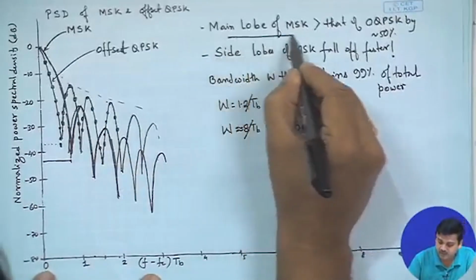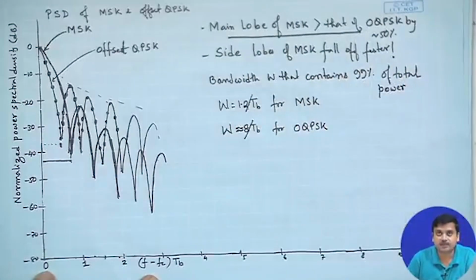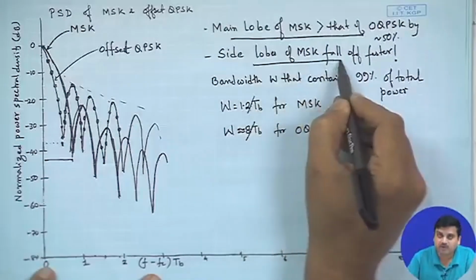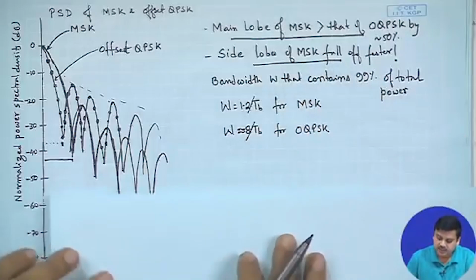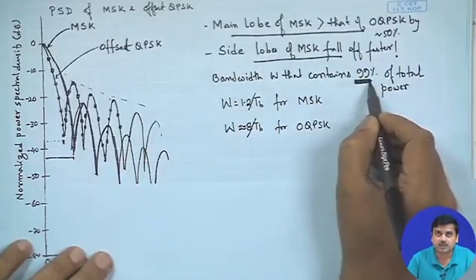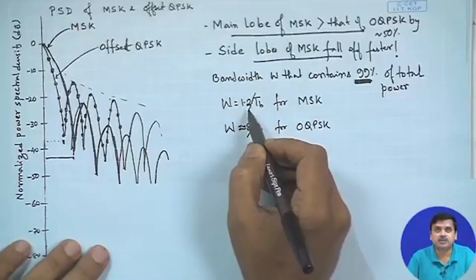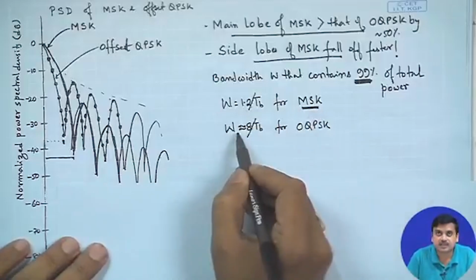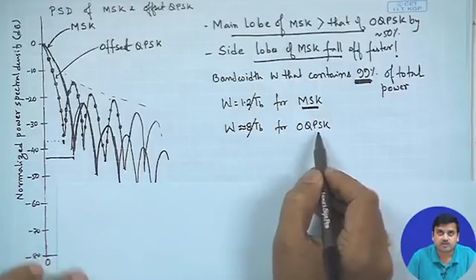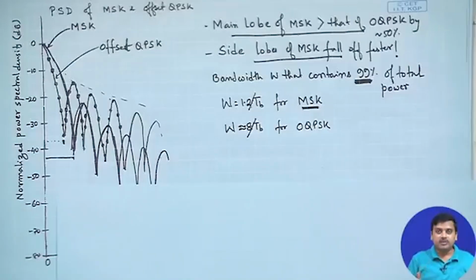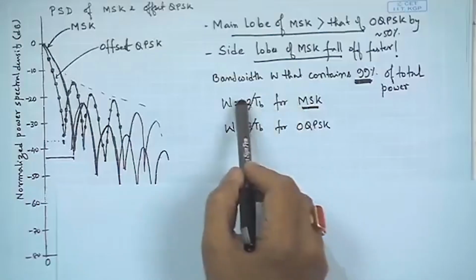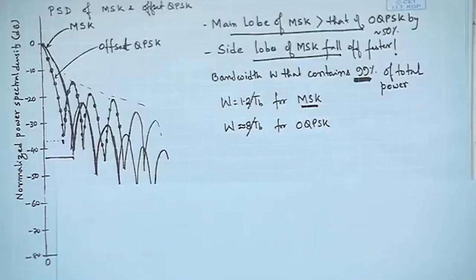So, what you have is the main lobe of MSK is much larger than that of offset QPSK, and the side lobes fall off faster, and generally it is known that 99% of the total power is contained within 1.2 times the signaling rate for MSK signal, whereas it is nearly 8 times the signaling rate for offset QPSK. So, if you have to contain 99% of the energy within a small band of signals, you would go for MSK, whereas if you have to constrain the null within a smaller bandwidth, you would go for QPSK. And in case of MSK, you are choosing one signal at a time, and in this case you are choosing 2 bits at a time. So, there are certain differences.